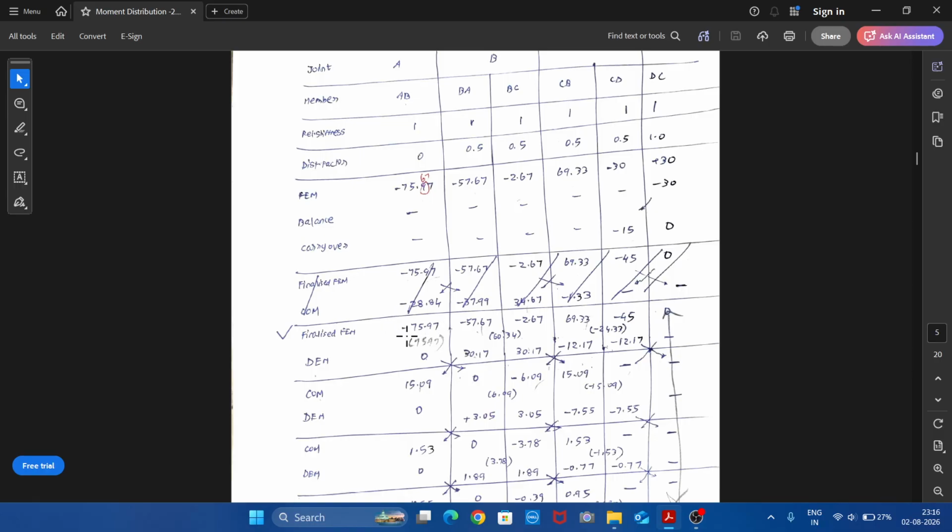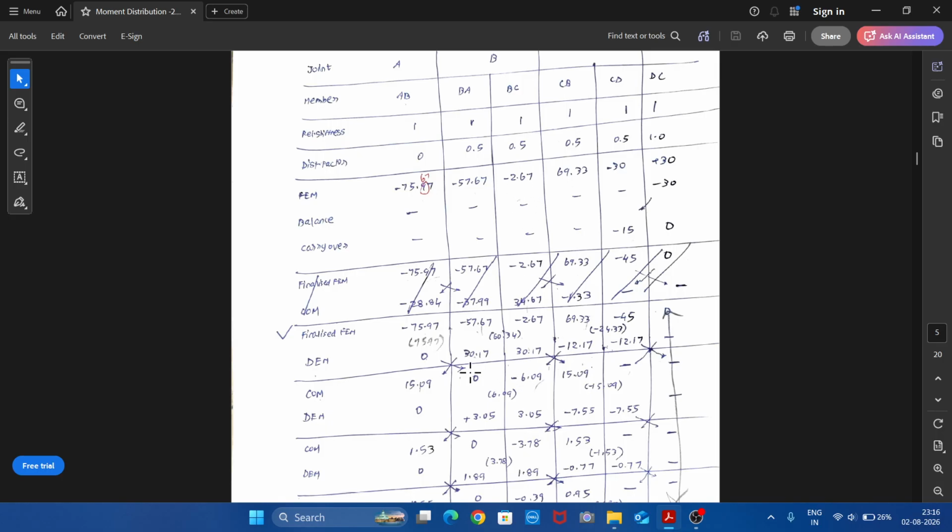With regard to distributed end moment, we need to consider every joint. So consider joint A. At joint A, we have minus 75.97, plus 75.97 needs to be applied, and the factor is 0, therefore 0. And here minus 56.67, minus 2.67. When we add these two, you'll be getting minus 60.34. So plus 60.34 needs to be applied. This 60.34 multiplied by the corresponding distribution factor will give you this distributed moment here. Similarly, 60.34 multiplied by this corresponding distribution factor will give you this moment.